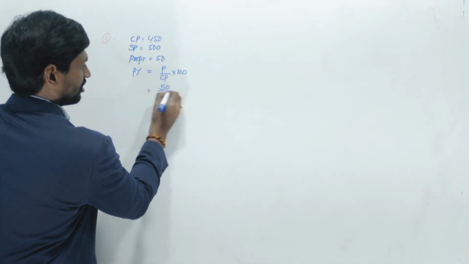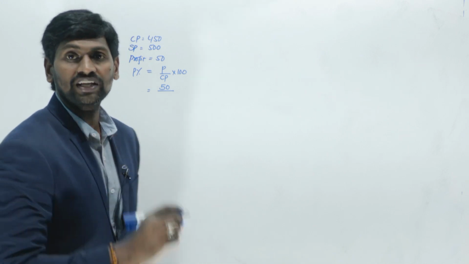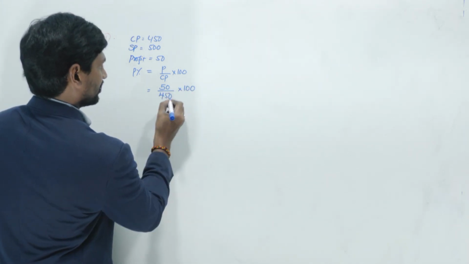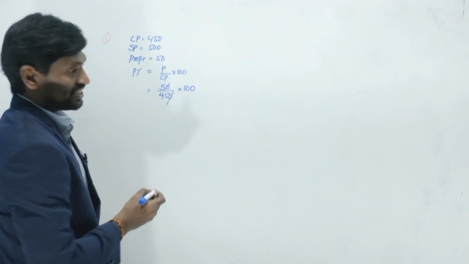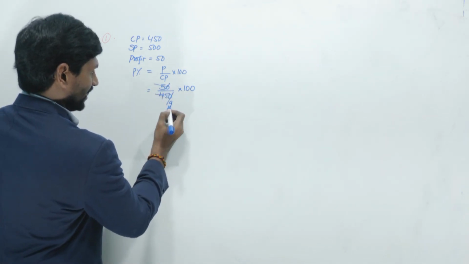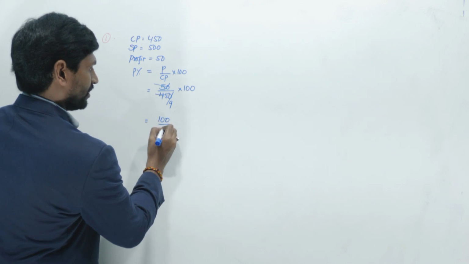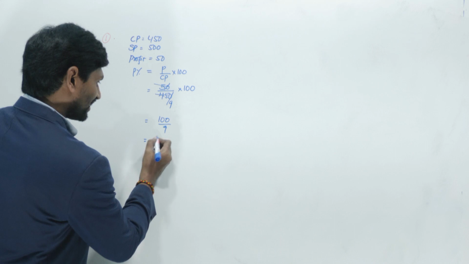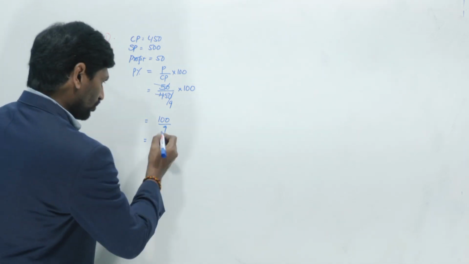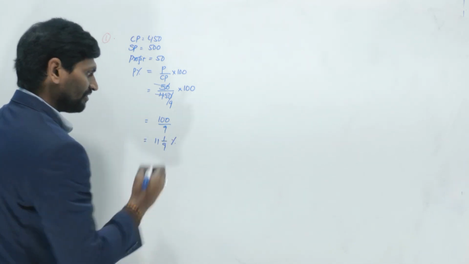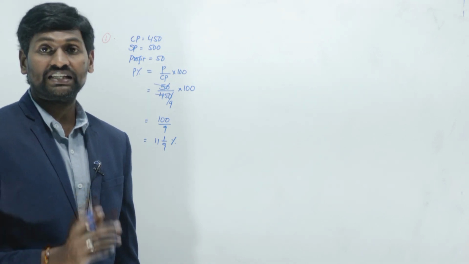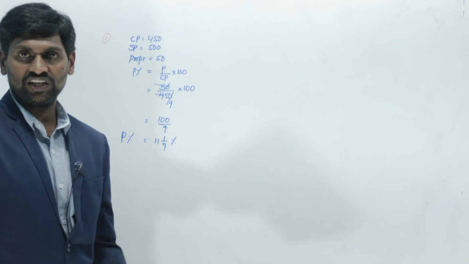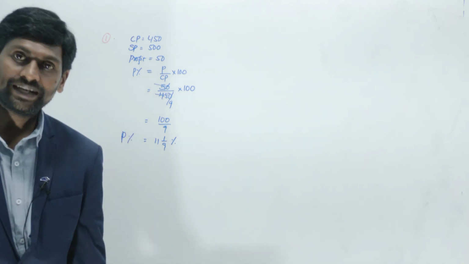So profit percentage equals profit by CP into 100, because profit or loss depends on cost price. CP value 450 into 100. The denominator zero and numerator zero cancel. 5 nines are 45, 9 times. So 100 by 9. Convert into mixed fraction: 9 elevens are 99, 1 remainder. So 11 1 by 9 percent is the gain percentage or profit percentage.